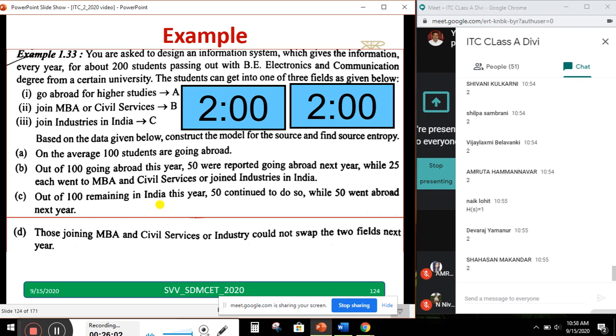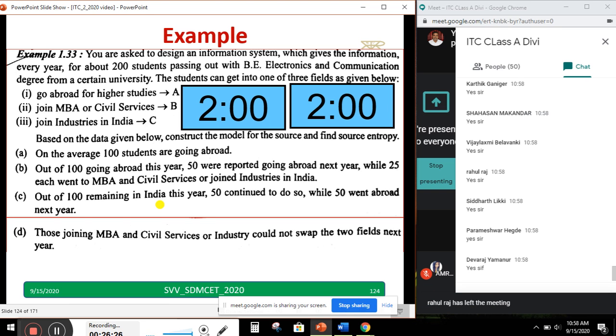Hope all of you have copied this in your notes. Have you copied? Yes or no? Yes, sir. Yes, sir. Okay. Majority are saying yes, I have to believe. Very good. Then there is no problem if you have copied.